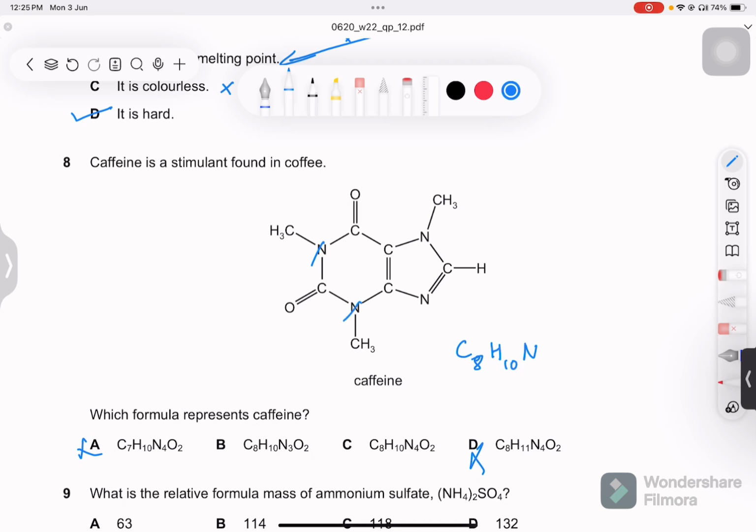1, 2, 3, 4. And 4. So option C seems to be correct. And it is the correct answer.